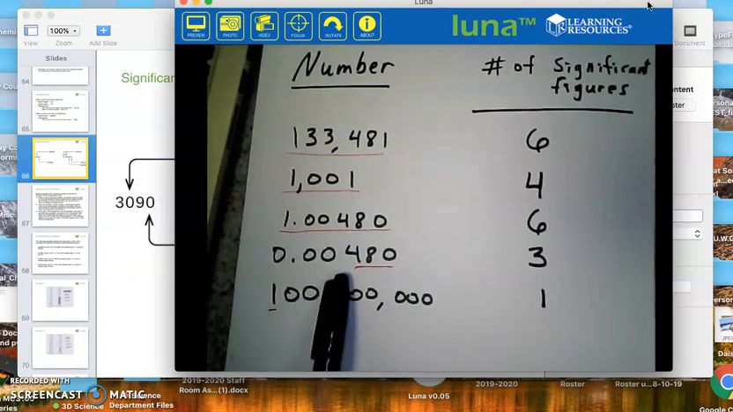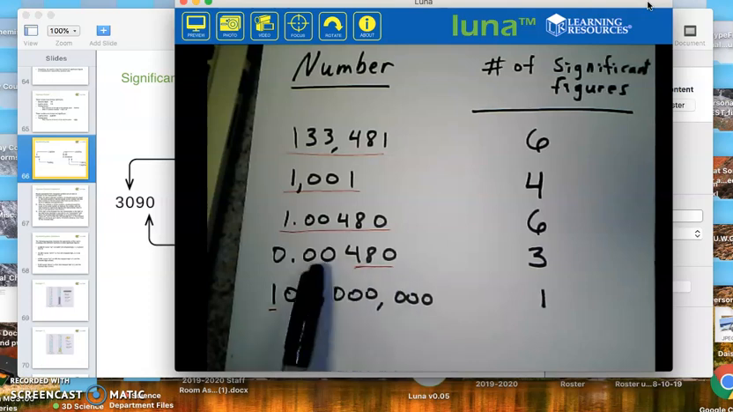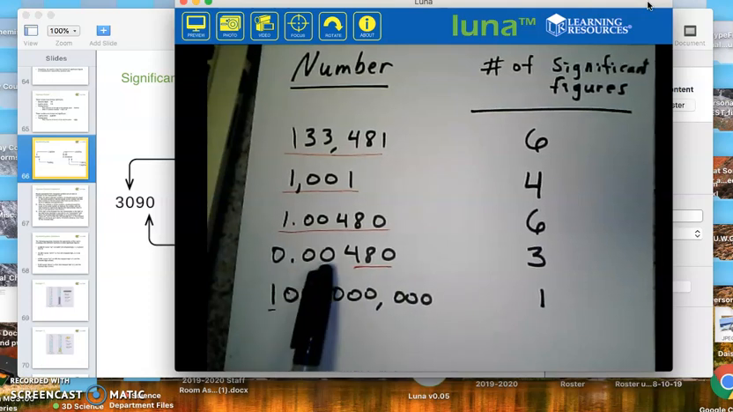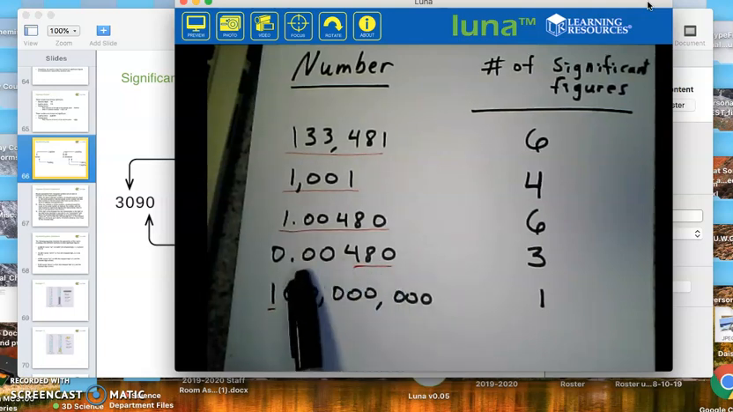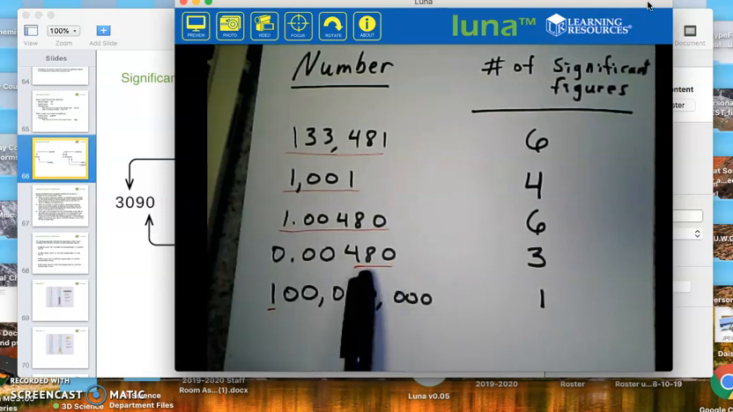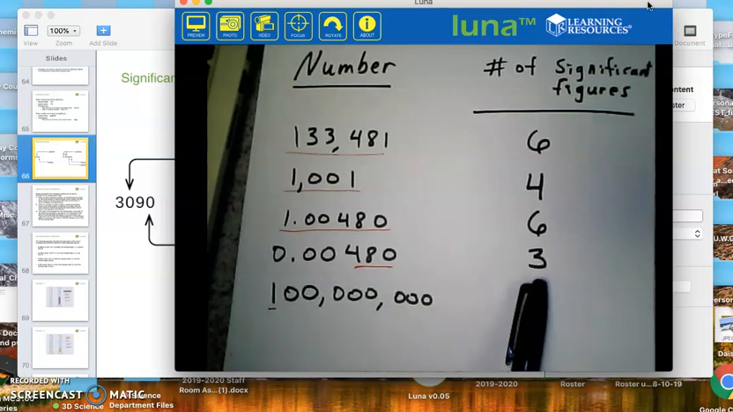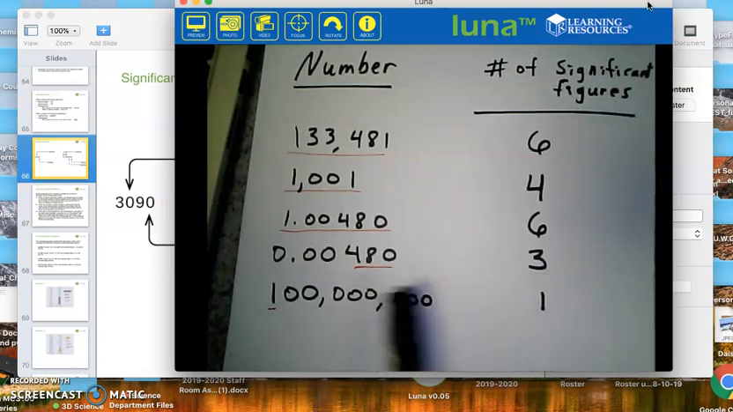For this example we have 3 significant figures. Here we have leading zeros that are not significant. And then we have a trailing 0 that is significant because it's to the right of the decimal point. Okay, so these 3 digits are significant, so we have 3 sig figs here.